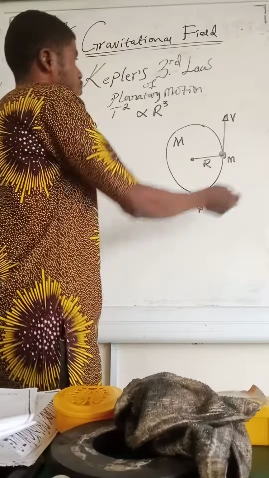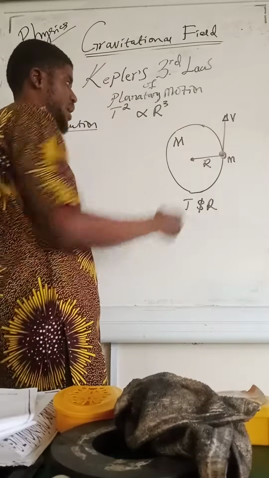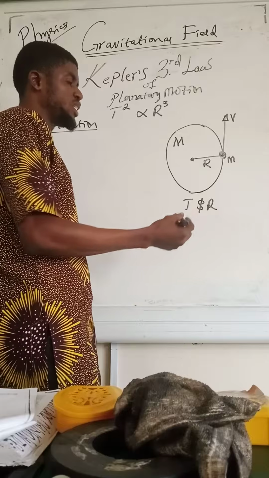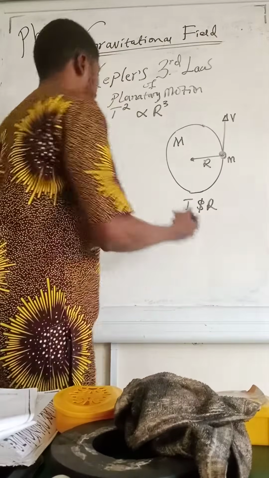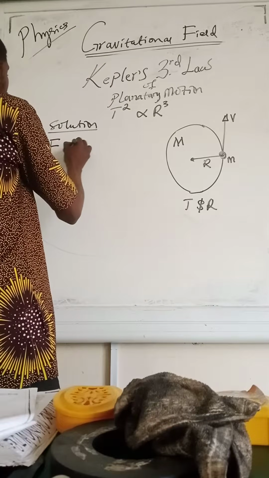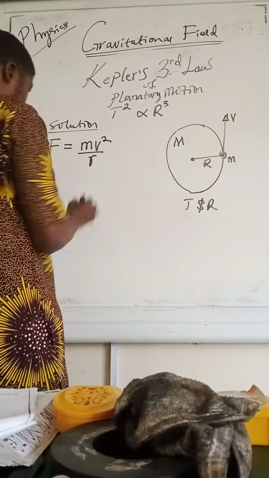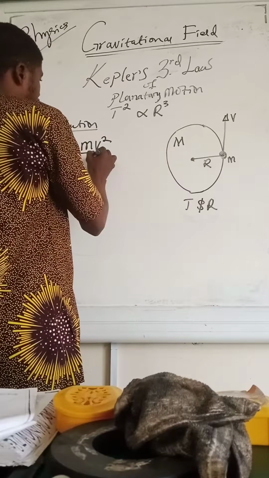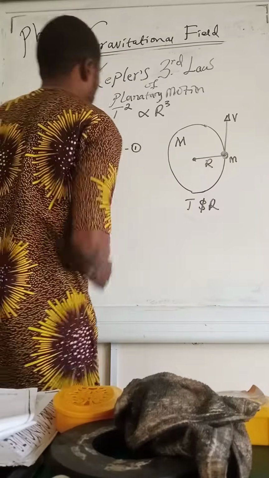When a body is orbiting about a circular path, the body orbits with a centripetal force. And that force is given as what? F is equal to mv squared all over r. In this case, let's say capital R. And let's call this equation number 1.